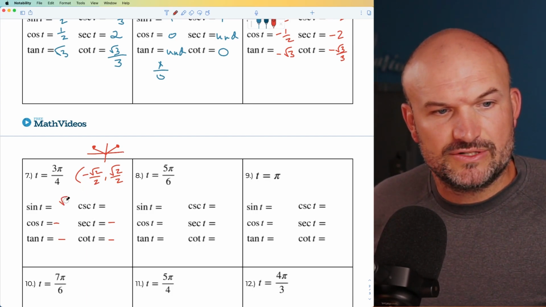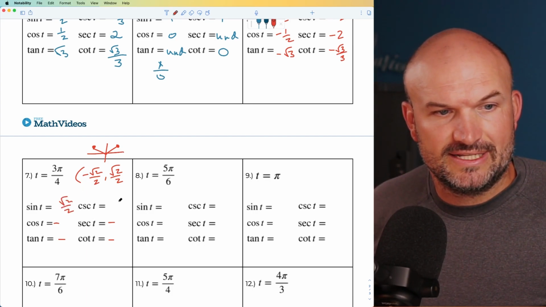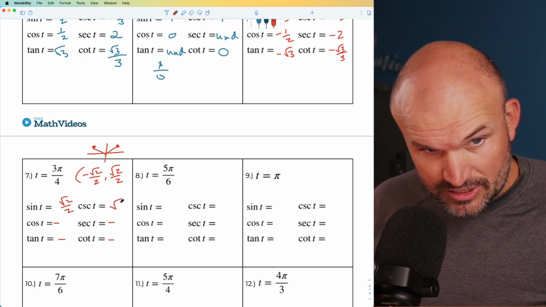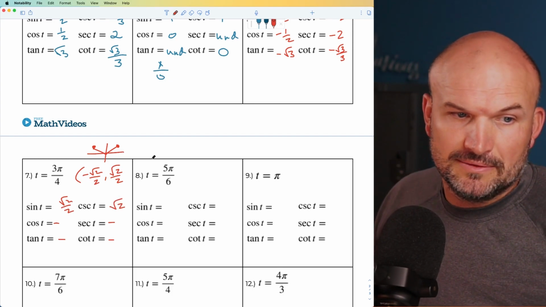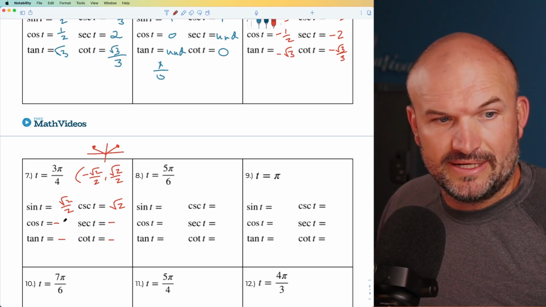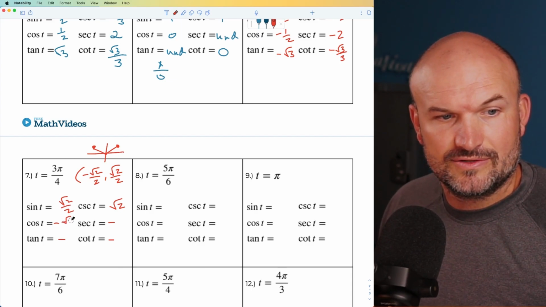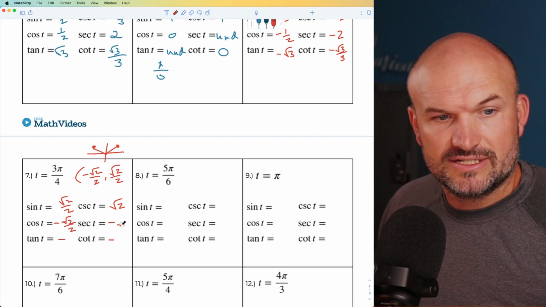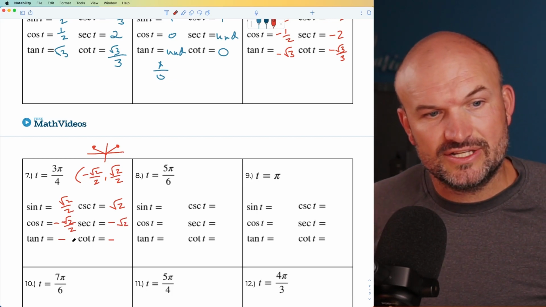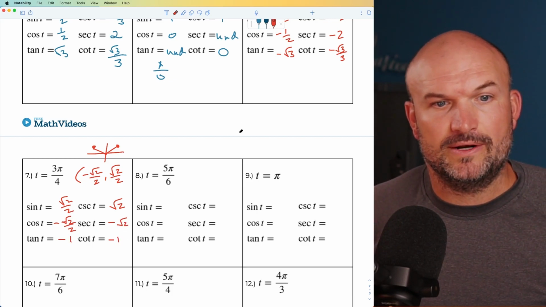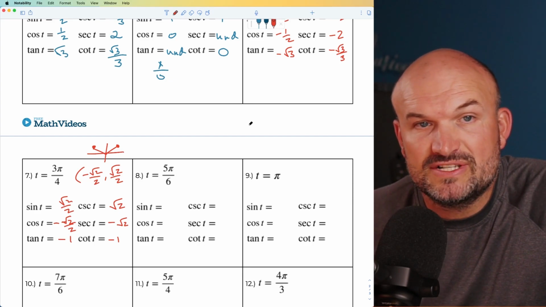So the sine is going to be square root of 2 over 2. Cosecant is going to be, was it just the square root of 2, right? And then cosine is going to be negative. I already did that. Square root of 2 over 2. Secant is going to be negative square root of 2. And then tangent is going to be a negative 1, and cotangent is going to be a negative 1. All right. Tangent 5 pi over 6.